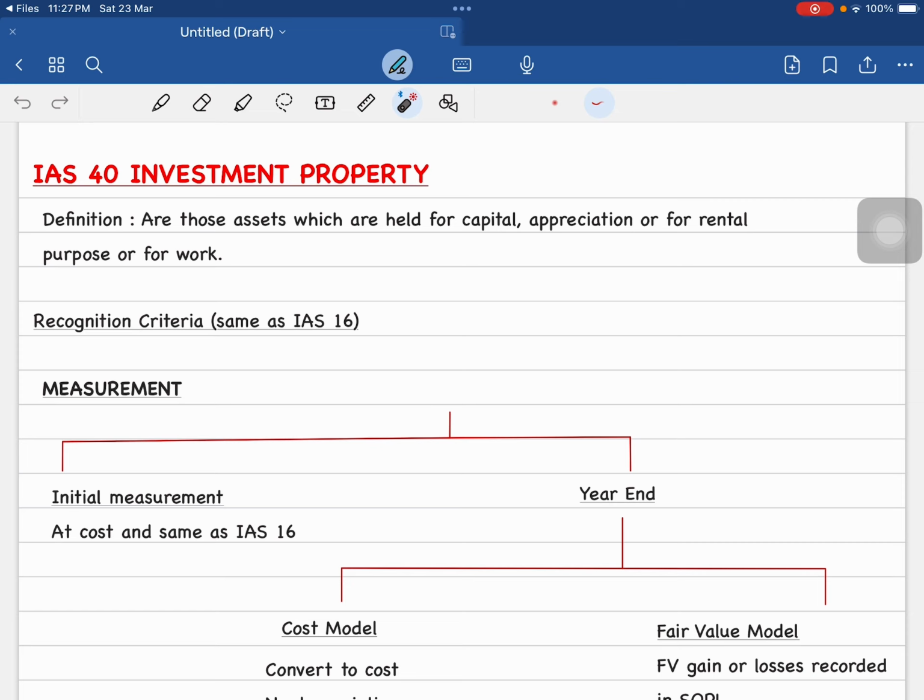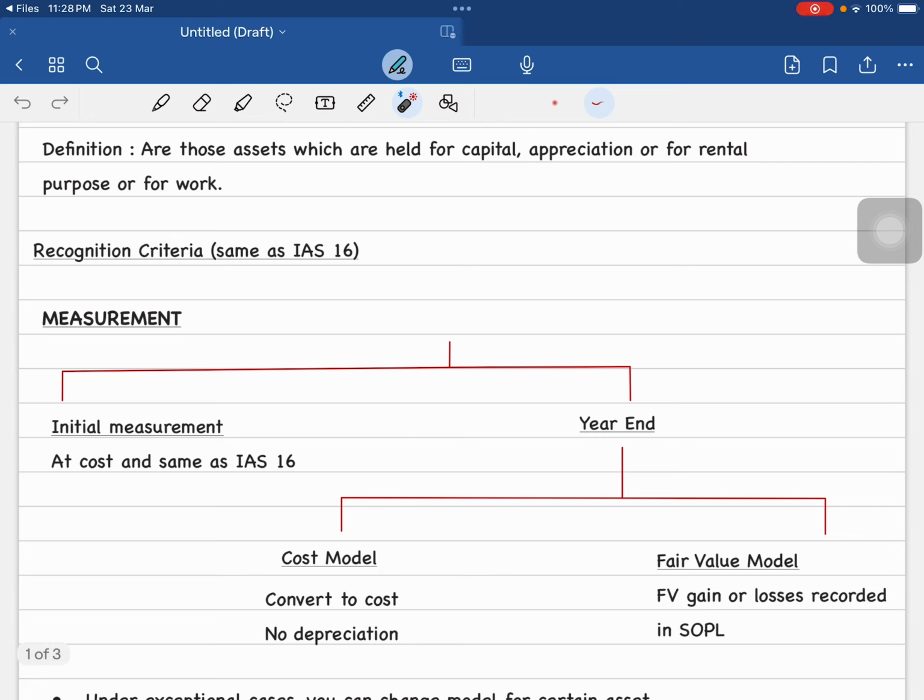The recognition criteria is the same as IAS 16. The first criterion is that you are going to get future economic benefit. The second criterion follows, where you can have a reliable estimate of the asset. That means you can measure the cost of the asset reliably.